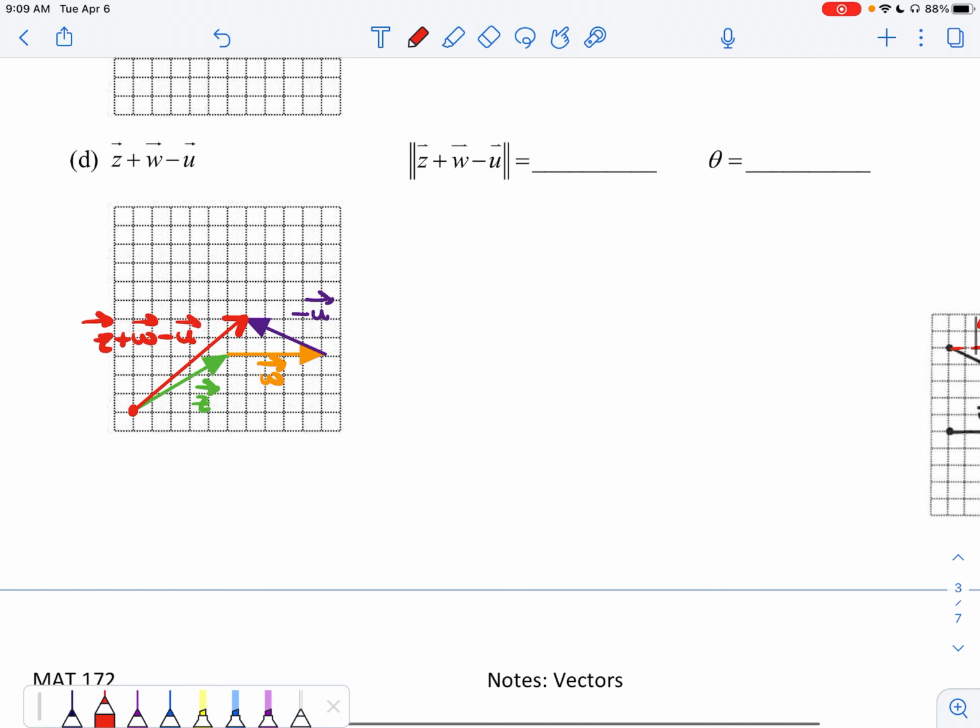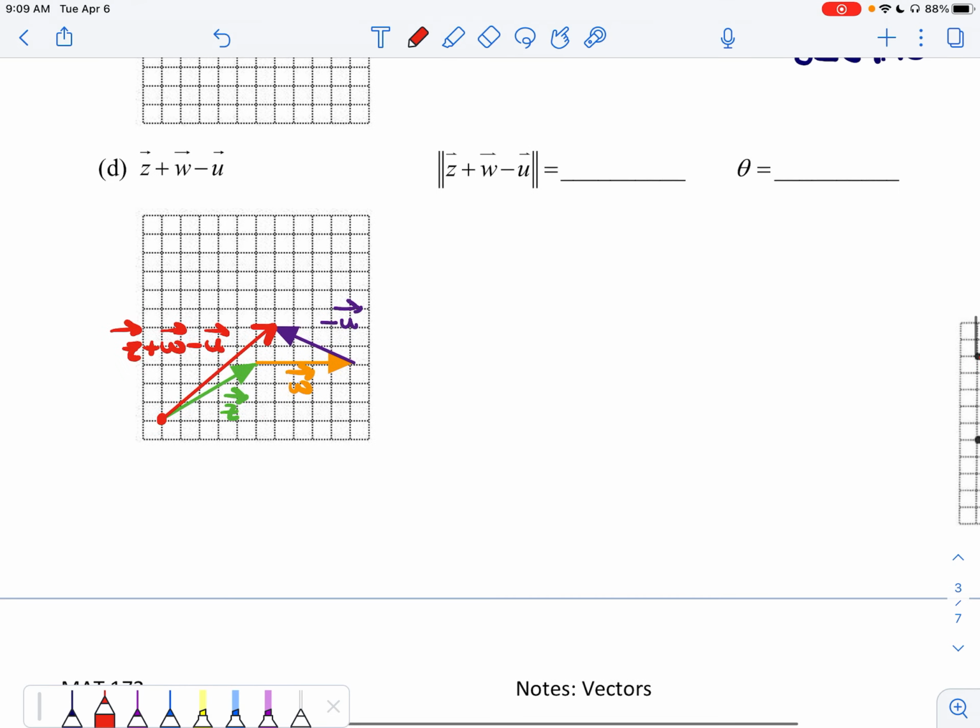Okay. All right, and again, I'll leave it for you guys to find your magnitude and direction angle, but basically you would just think about drawing in your little right triangle and finding your angle theta right here.